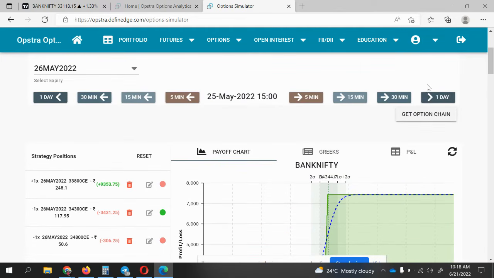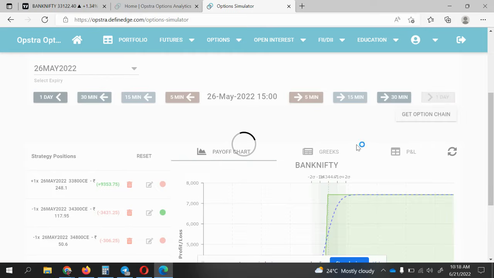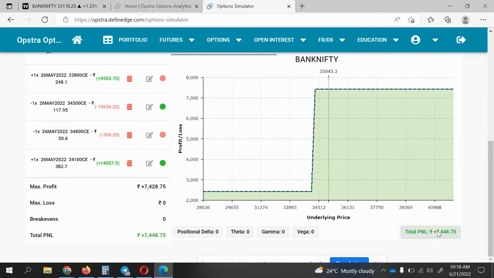Now I'll just go to the next day. That's it. You have a profit of almost 7,448. Right, the original trade was giving you only 4000 profit. You have a profit of 7,488. This is for the aggressive trader.